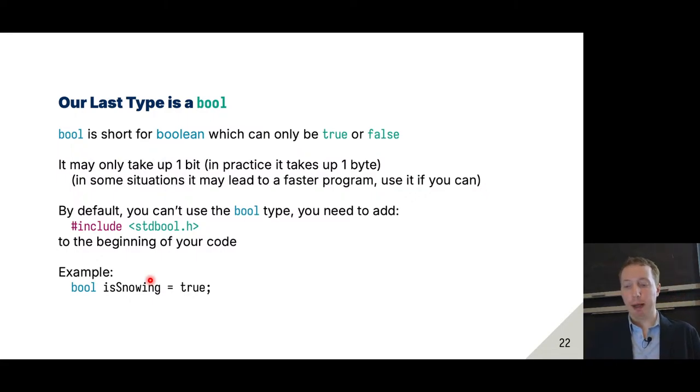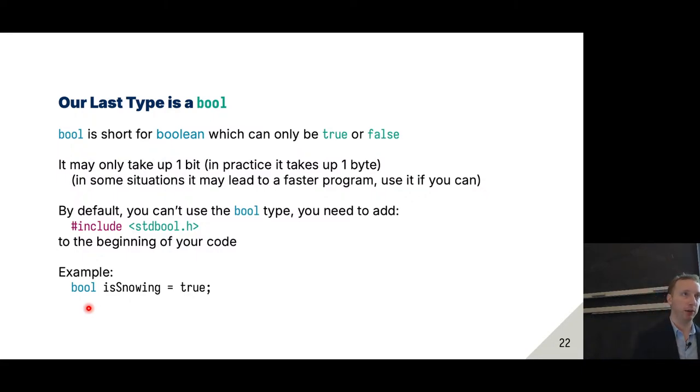So by default, you can't use the bool type if you just type it. You need to add #include <stdbool.h>. Again, that's short for standard, so stdbool.h, to the beginning of your code. And then after that, you can define a Boolean like this. So bool isSnowing = true, or your other option is = false.